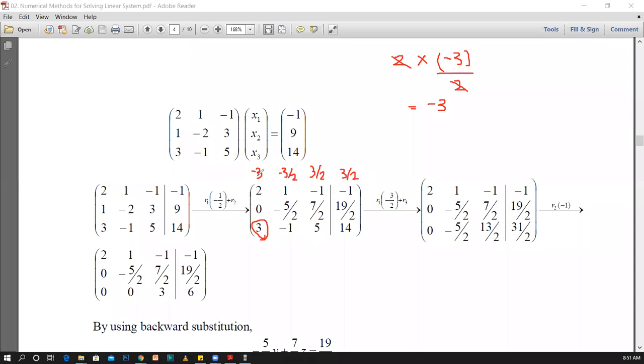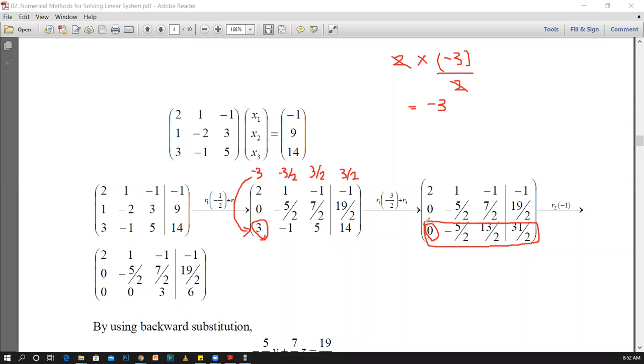And this value has to be now added to row number 3. Therefore, you are getting a change in row number 3, plus 3 added to minus 3. In this place, now you have obtained the value as 0, and the remaining values should be minus 5 over 2, 13 over 2, and 31 over 2. Therefore, these are the values that you obtain for the third row.